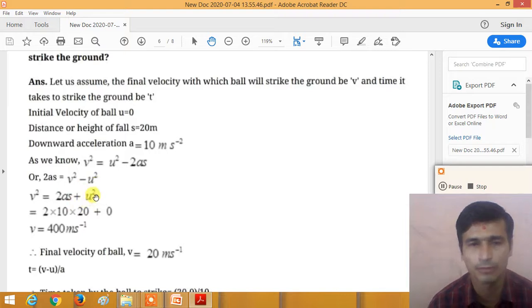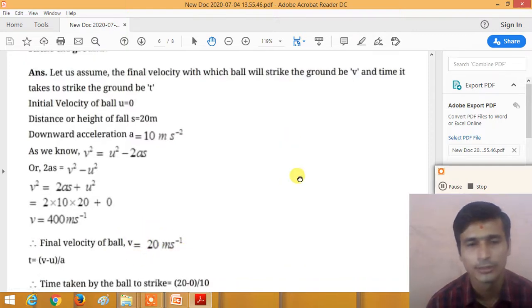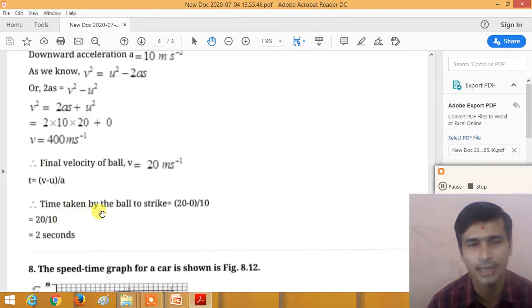But here u is equal to 0. So we take 2 into 10 into 20. v square is equal to 400, so v is equal to the square root of 400. We get the answer 20 meter per second. And the time taken by the ball to strike is v minus u divided by a. Final velocity is 20 minus initial velocity 0, divided by acceleration a, which is 10. We get 2 seconds.